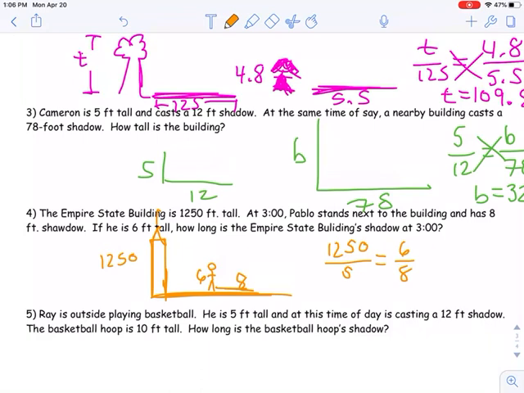The more you do this, the better you'll be at using a calculator, which is actually a really good life skill. The shadow is 1,666.6 repeating. That's the length of it.